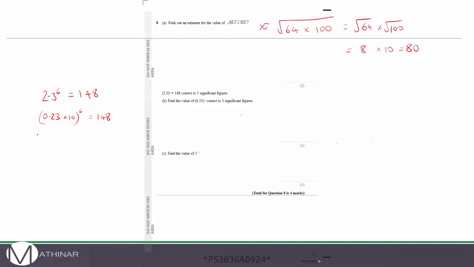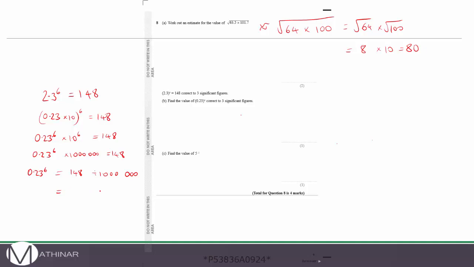This can now be rewritten as 0.23 to the power of 6 times 10 to the power of 6 equals 148. Now 10 to the power of 6 is a million. So this now becomes 0.23 to the power of 6 times 1 million equals 148. So 0.23 to the power of 6 is 148 divided by 1 million.